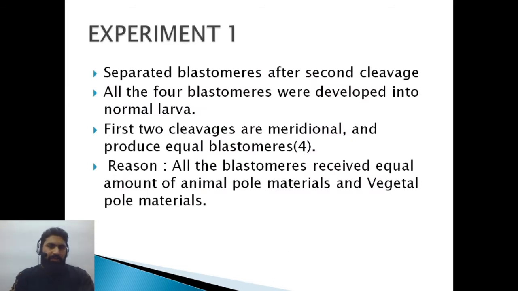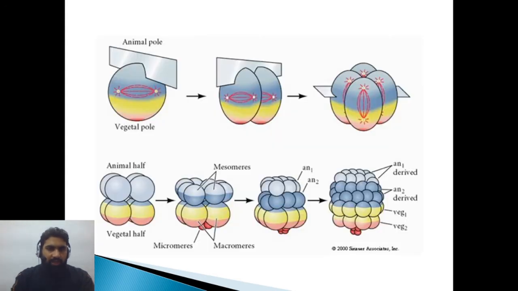In the first experiment, what have they done? They separated blastomeres after the second cleavage. Look here, this is the first cleavage, and then this is the second cleavage. This blue colored portion is the animal portion, so it will contain more animal gradient. And this portion, the vegetal pole, will contain more vegetal gradient or those factors.